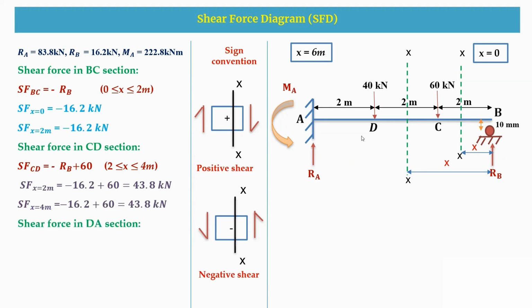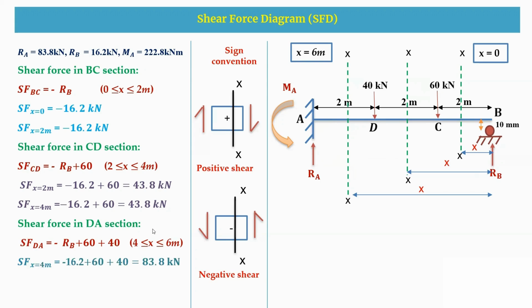Now I'm going to take the shear force in the DA section. I'm going to cut here, at a distance X from B. Now I'm going to write the shear force equation, that is minus RB plus 60 plus 40. The limits here are from 4 to 6 meters, and the shear force value is 83.8 kilonewton throughout D to A. After getting all the shear force values, in the next we are going to plot the shear force diagram.